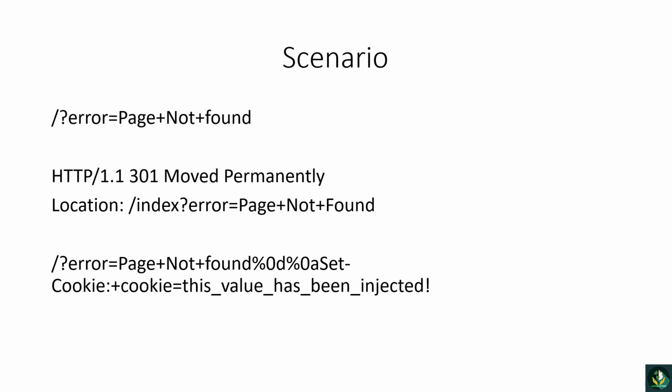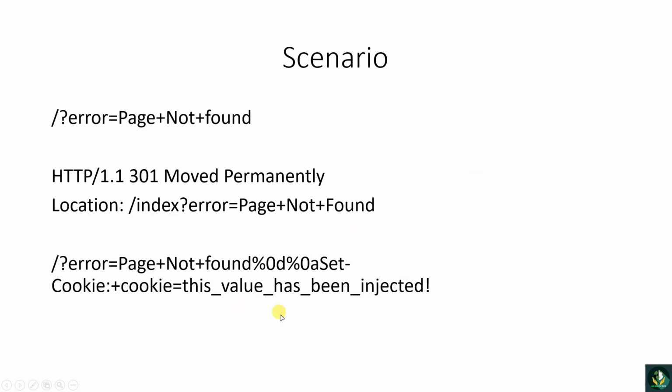imagine a web application that, in case of error, redirects the user while reflecting a GET parameter in the Location header. So if the value is directly reflected inside the header with no sanitization or encoding, it might be possible for an attacker to inject the CRLF sequence to insert a new header or a new body.